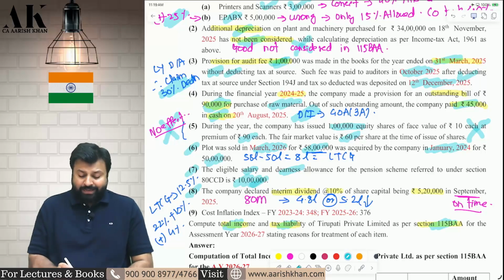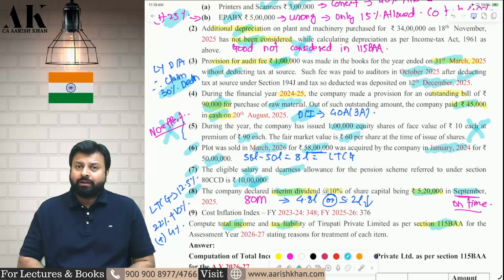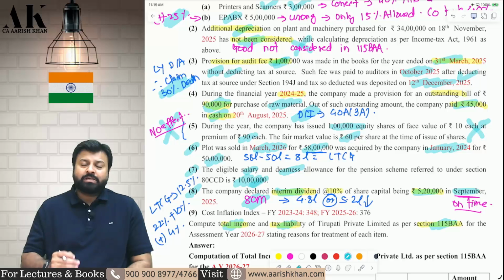Okay. Now, apart from this, one last adjustment is there. Point number 8. You are declaring an interim dividend of 5,20,000 rupees in September. So it is good that you are declaring the dividend 1 month prior to the due date of filing of return. Therefore, you can get the deduction under 80M. 80M you can get the deduction, but how much? Dividend received minus dividend paid, whichever is lower.